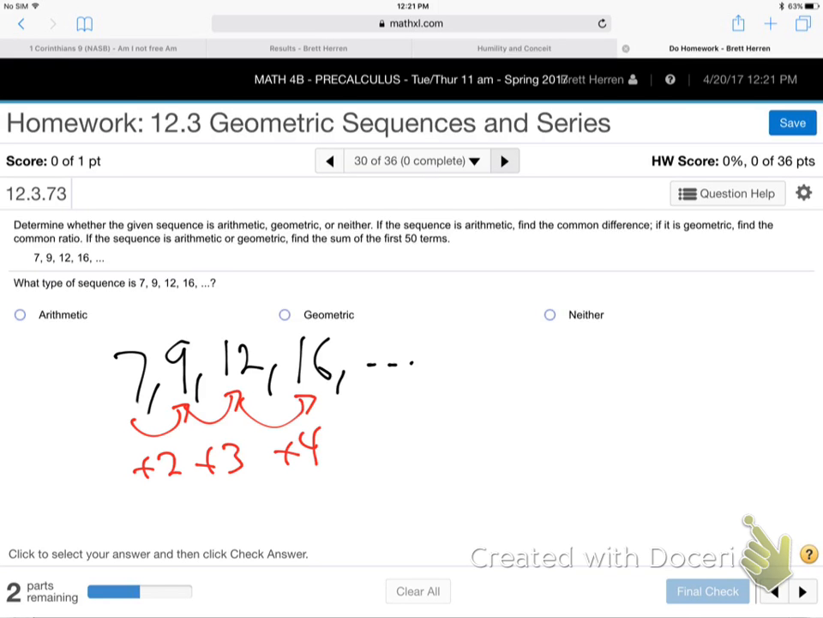You might be tempted to go arithmetic. But careful, it's not arithmetic, because it's not adding the same number every time. Remember, it's not just that it's a pattern. I agree it's a pattern, but it's not adding the same number every time. So it's not arithmetic. It's not geometric. This is a neither. It's not multiplying the same number every time.